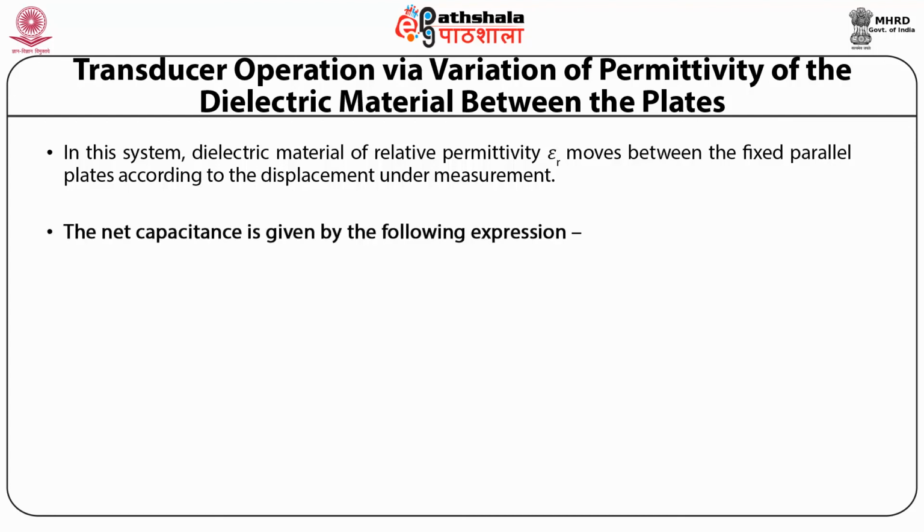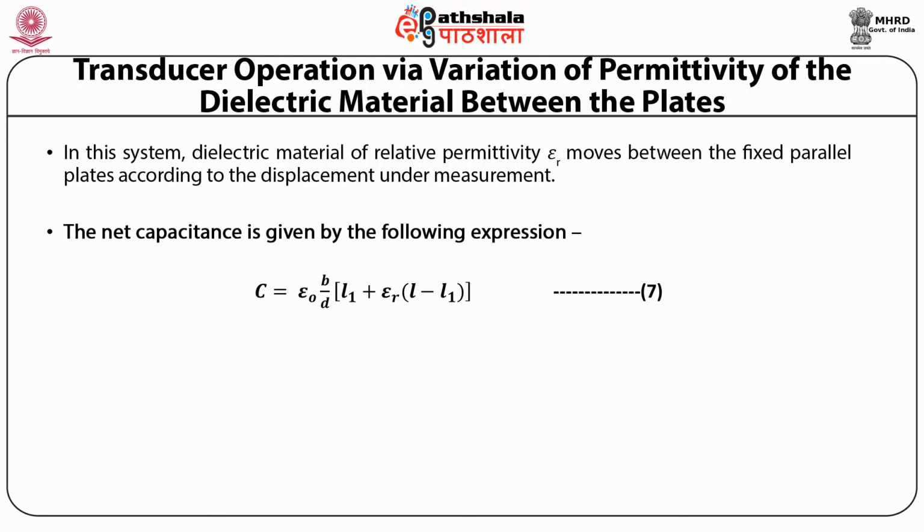The net capacitance is given by the following expression. C is equal to absolute permittivity multiplied by B by D. This is multiplied by, in brackets, L1 plus relative permittivity multiplied with L minus L1, brackets closed.